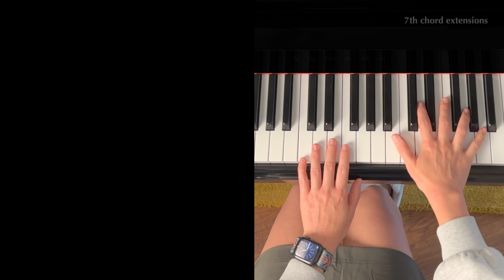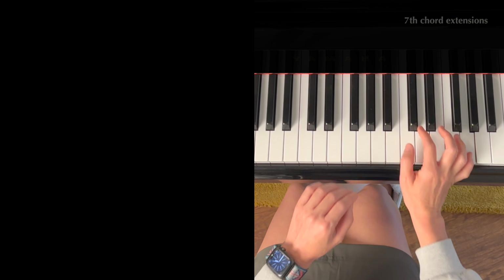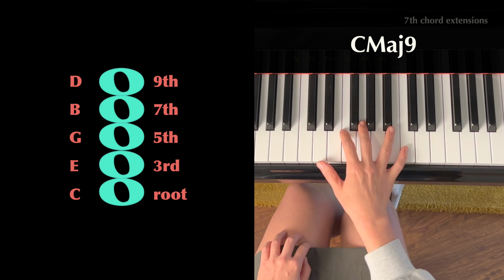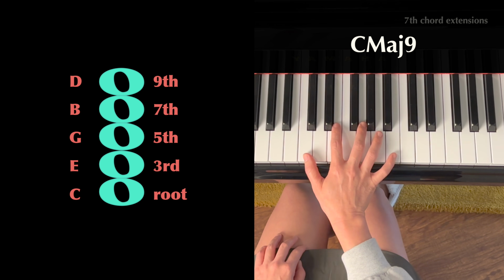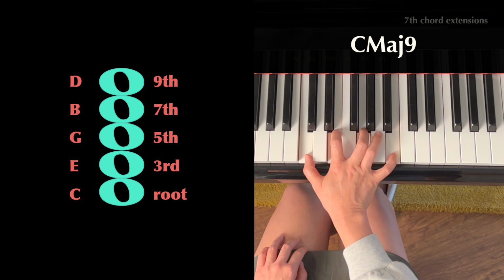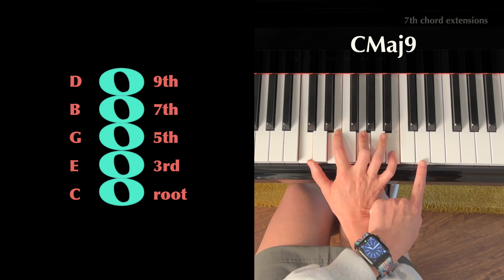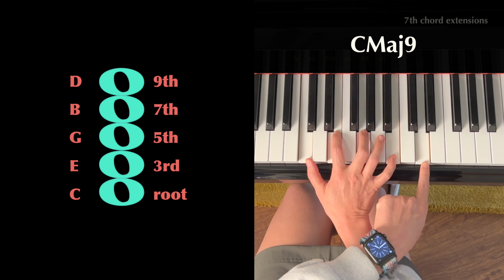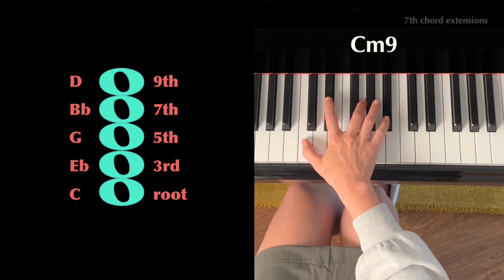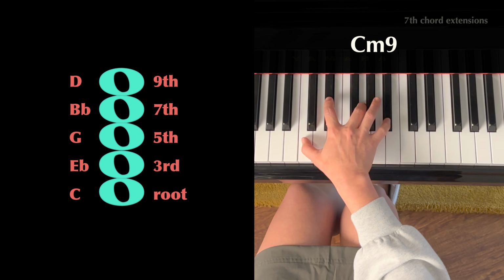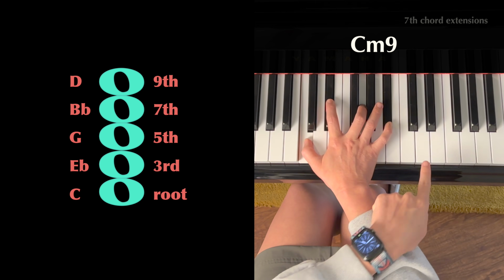These extensions work on other 7th chords as well, so you can have C major 9, so C major 7 chord is here, and now because we're extending it to the 9th, we add the D. Or you could have a C minor 9. First, C minor 7 is here. And now just add the 9th.